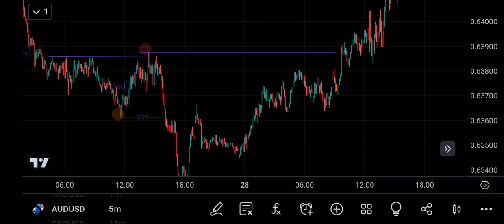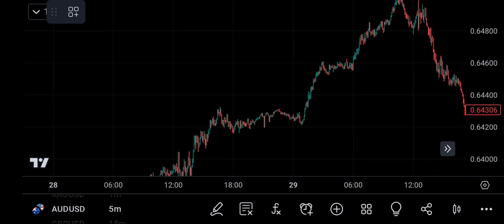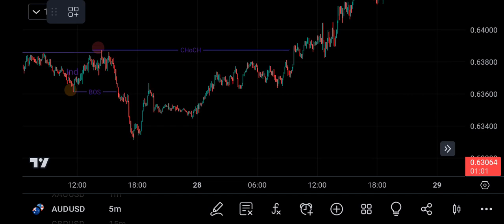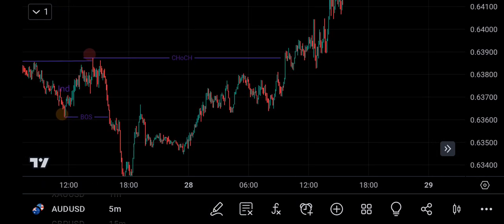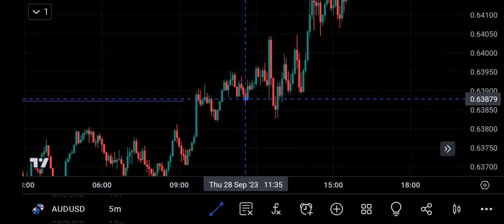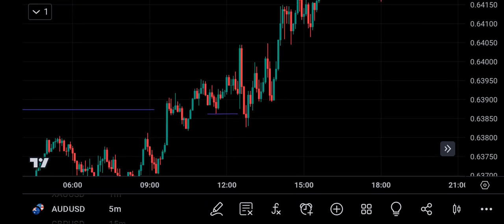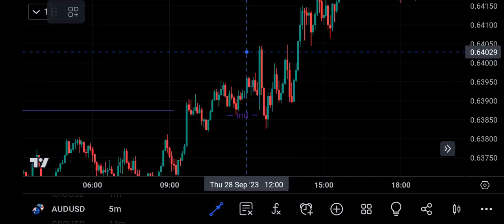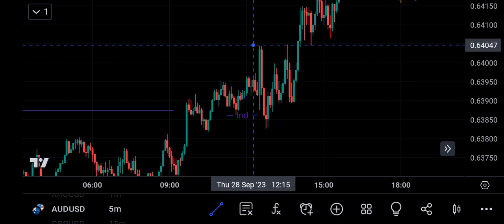Very simple to understand. Okay, so from change of character you continue marking structure to the upside. Then it's that easy. So this is now our low, and after that low we now have to find inducement. After change of character, where is the most recent pullback? This is the most recent pullback. Market took it out, we call that inducement. Where is break of structure? This is break of structure.